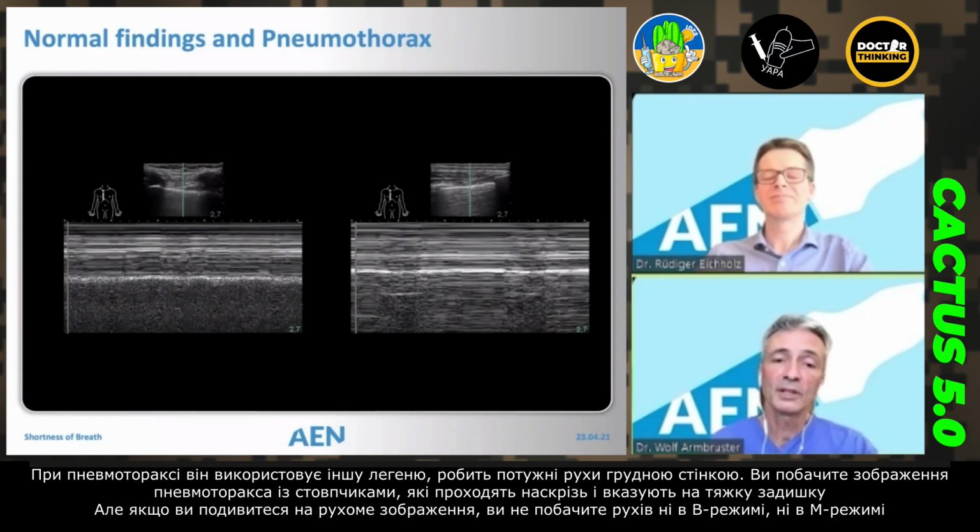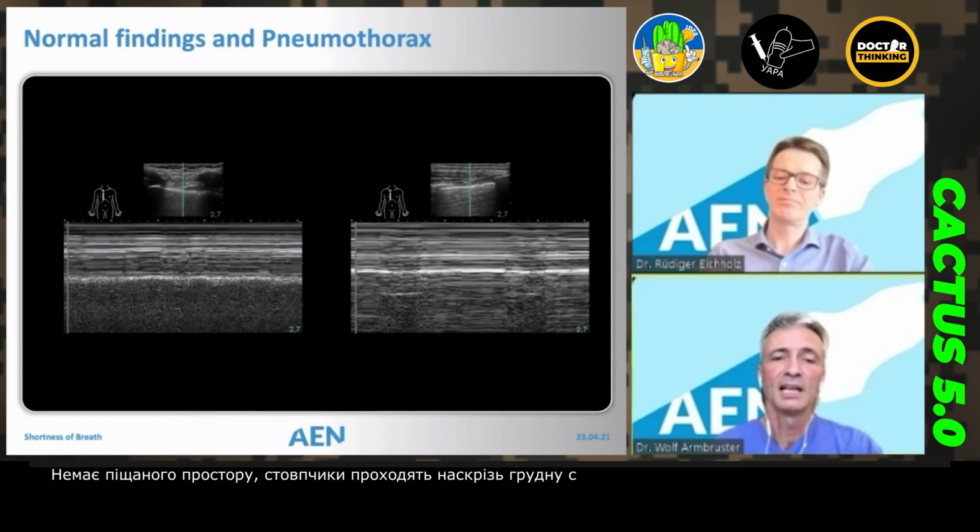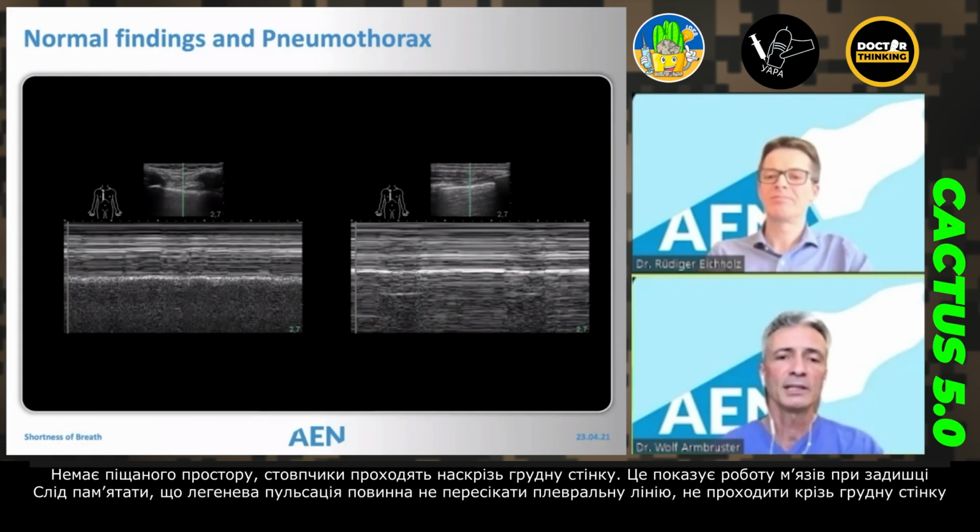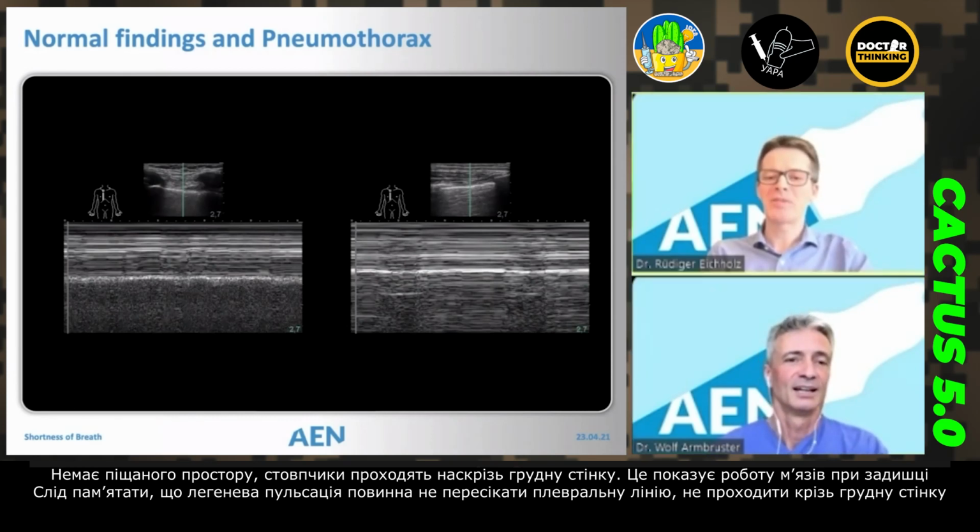But if you look at the moving picture, you see that there's originally no movement of the lung in B mode. In M mode, you have no sandy space, and the lines are completely going through underneath and over the pleural line through the chest wall. And that's just a visualization of the muscular picture of dyspneic breathing of the patient.